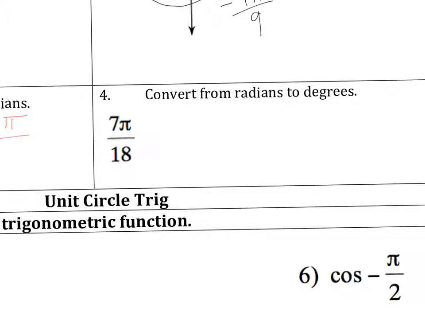To convert from radians to degrees, I'm going to multiply by 180 over pi. My 18s can reduce, so I get 7 times 10 is 70, and then nothing left, so it's 70 degrees.